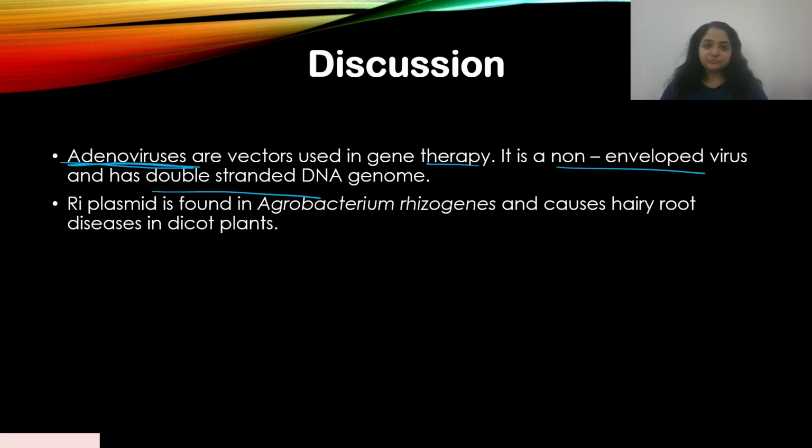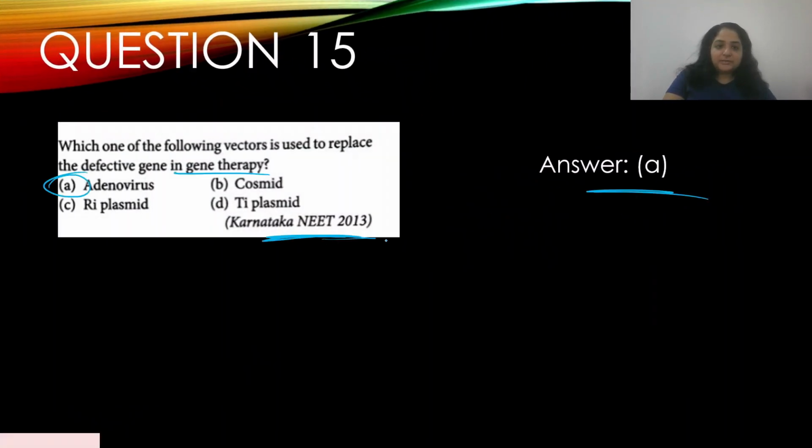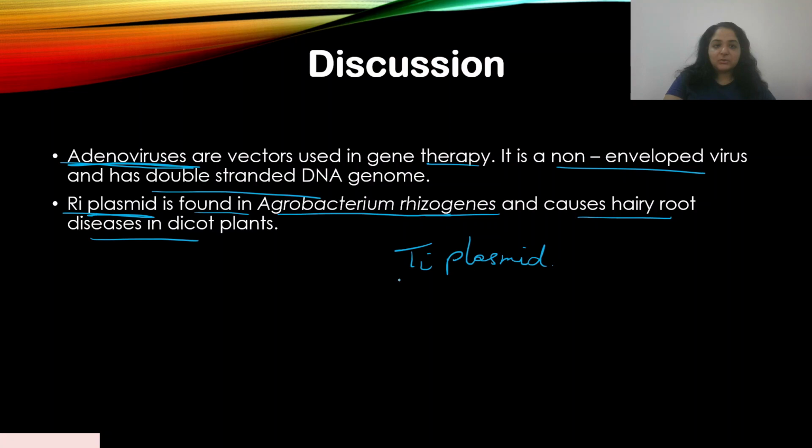There's another option called RI plasmid, and it's found in Agrobacterium rhizogenes and causes hairy root disease in dicot plants. We know about the TI plasmid, so there's another plasmid called RI plasmid also. TI plasmid we already know, cosmid we already know. So this answers our question. Let's move on.